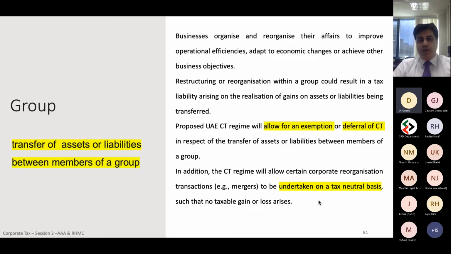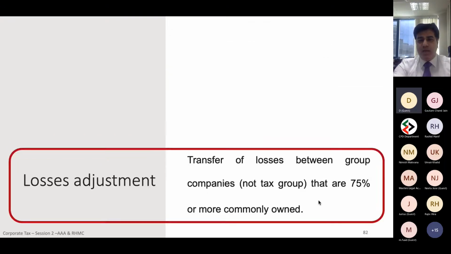In business, we keep reorganizing, we keep moving assets from one organization to another. We keep restructuring or reorganizing within the group. That could result in tax liability arising on realization of gains on assets, or liabilities being transferred. Now, should we tax it or not is a question mark which comes up.